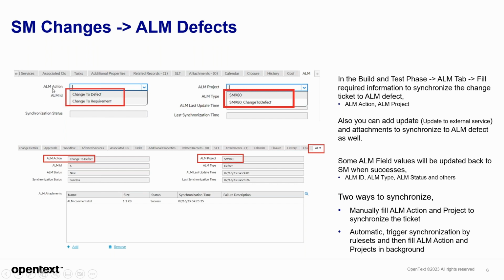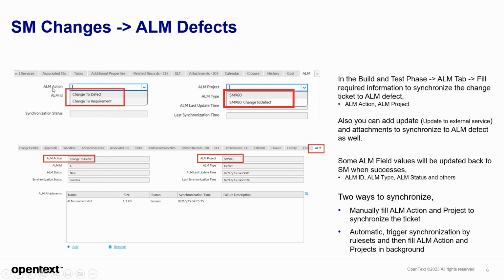First, you'll find there are several fields here. The important fields are ALM action and ALM project. First, you need to fill in ALM action and ALM project before synchronization. Then save the change ticket. It will trigger the synchronization job in the background. I will introduce the fields one by one.